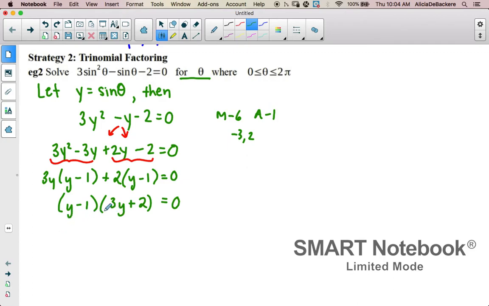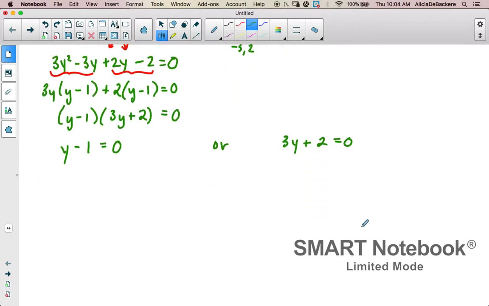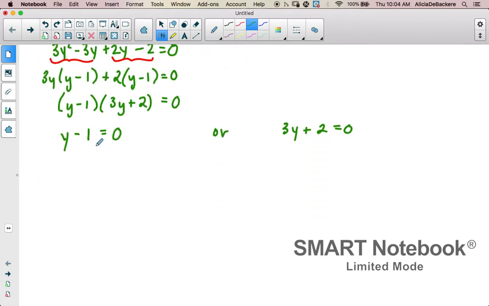Okay, so now that I've got these two different brackets, or two factors, equal to 0, I can say that either the first bracket has to equal 0 or the second bracket has to equal 0. And then I'm going to solve these. Now that I've just got linear equations, I'm just isolating the variable. So either y equals 1 or y equals negative 2/3.